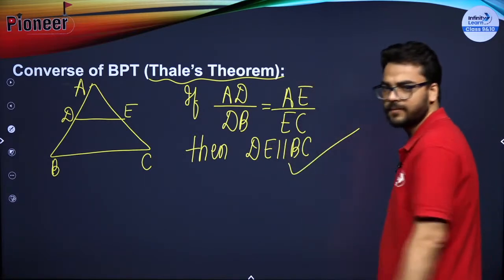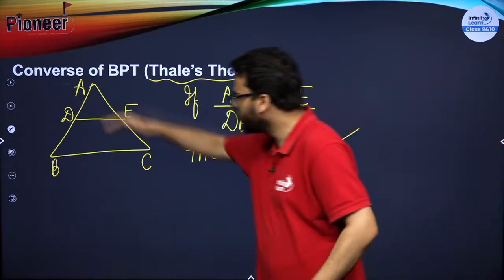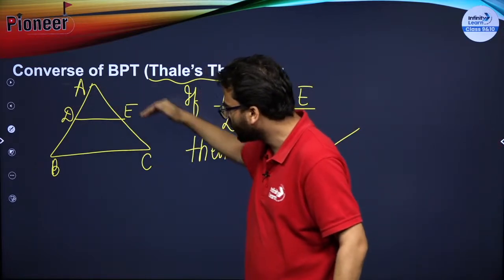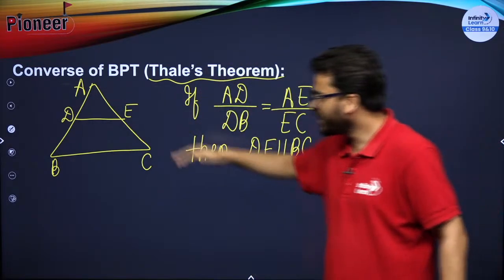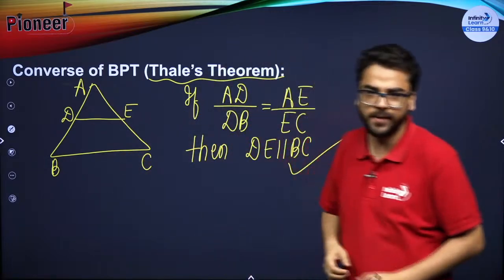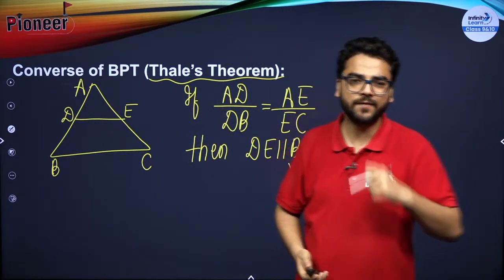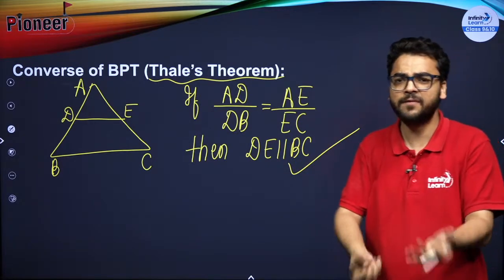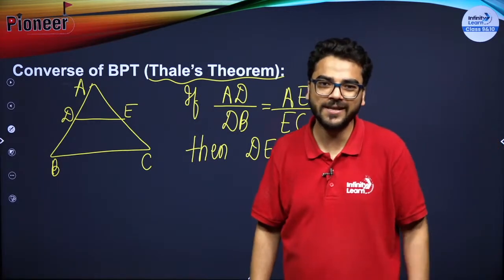Can we say that, guys? If it is already given to you that AD by DB is equal to AE by EC, you can conclude that DE is parallel to BC. This is the converse of the basic proportionality theorem, and many a times it will be used in questions. I hope it is clear to you.